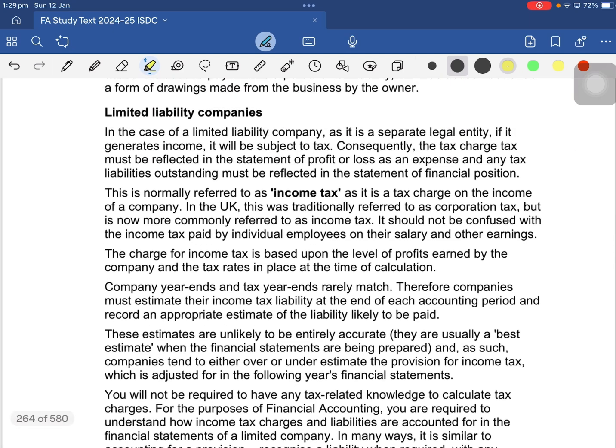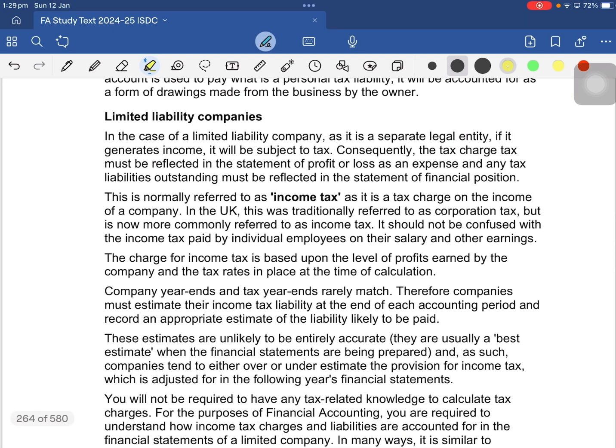Okay, anyway, it is the same as corporation tax. This is the corporate tax. So the income tax paid by the company is called corporate tax.